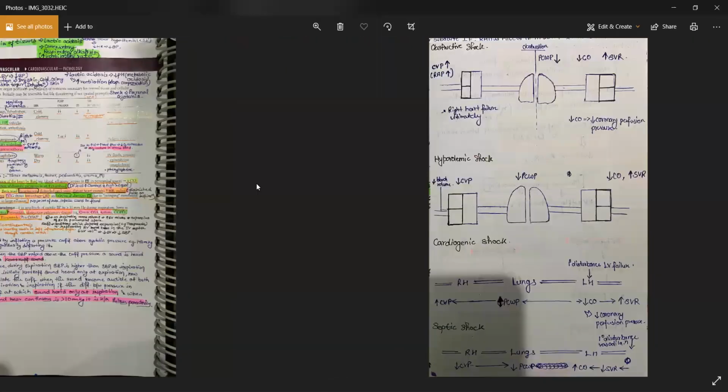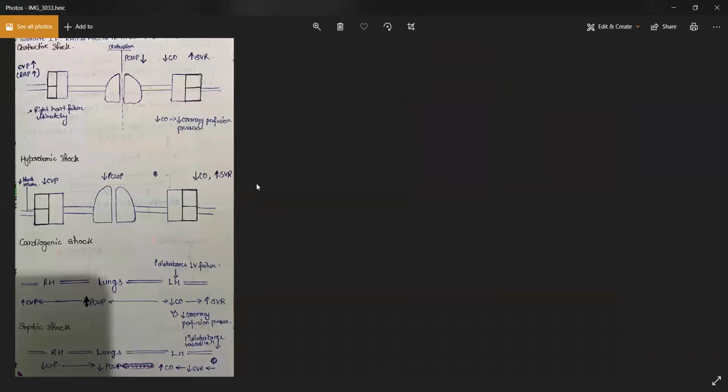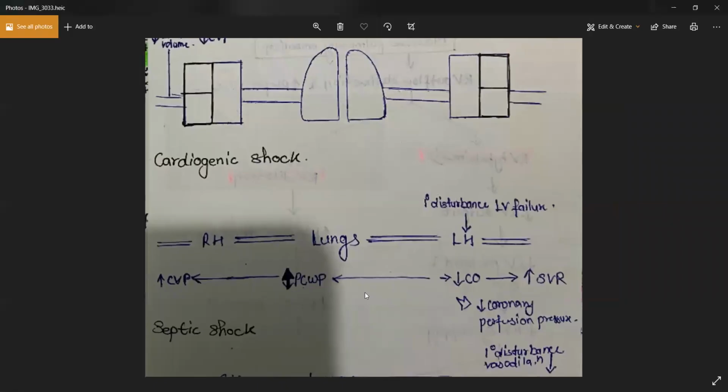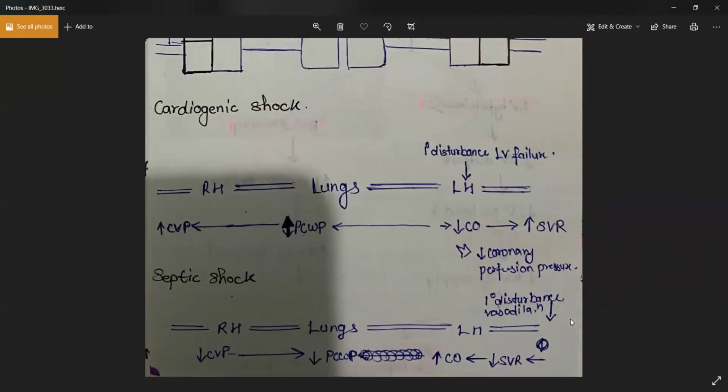In case of distributive shock, you're actually having a problem in the vessels. You're having the vasodilation. The primary disturbance is the vasodilation as well as the venodilation. So the problem is here in the arteries, and the problem in the veins. Because of the vasodilation, the systemic vascular resistance is decreased. And as a result, the cardiac output will be increased. That is the first thing.